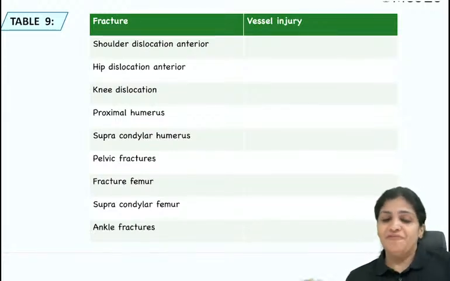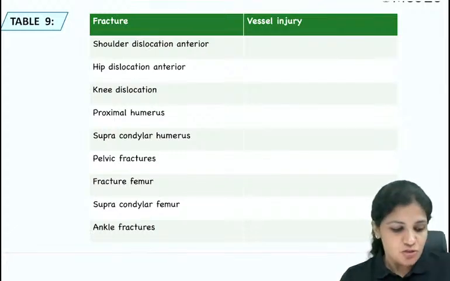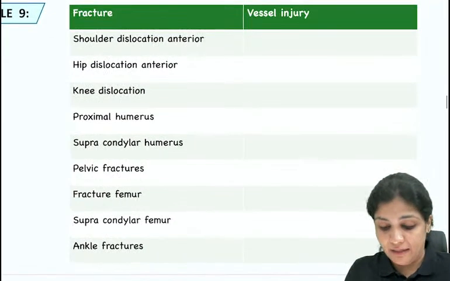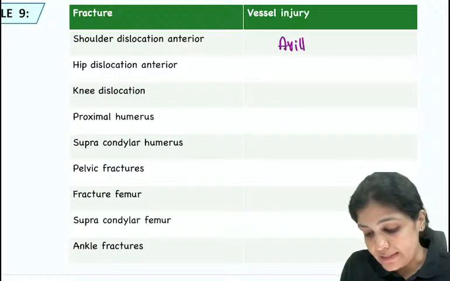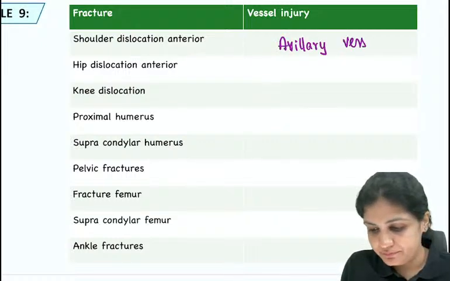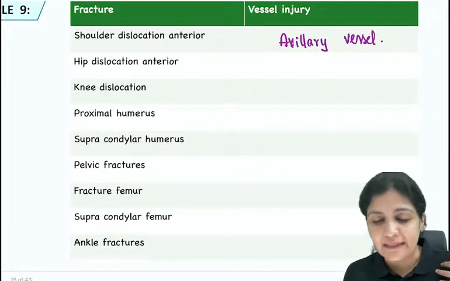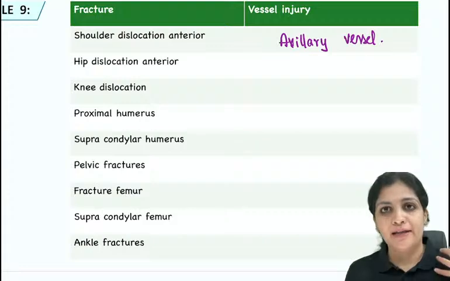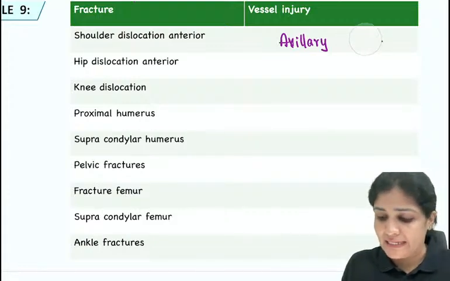So this is the fracture and the vessel injury, and next table is fracture and the nerve injury. So shoulder dislocation anteriorly. Very good. It is the axillary vessel. So whenever there's a shoulder dislocation anteriorly, the vessel which can be injured is your axillary vessel. Axillary artery, not vessel, axillary artery.